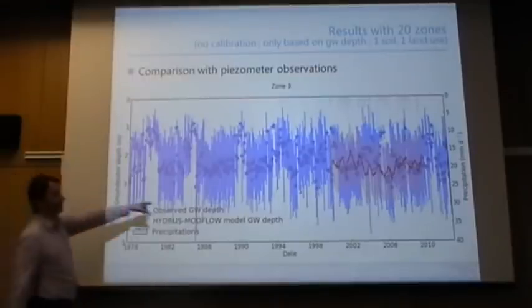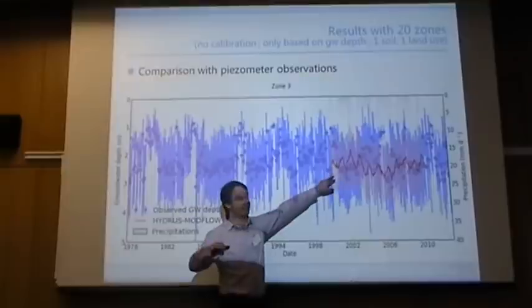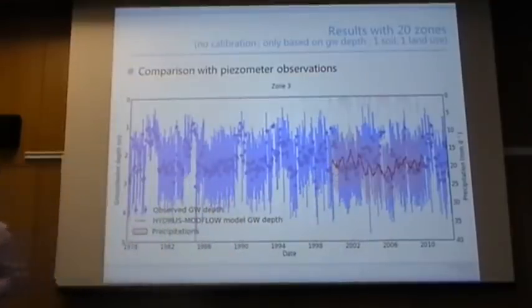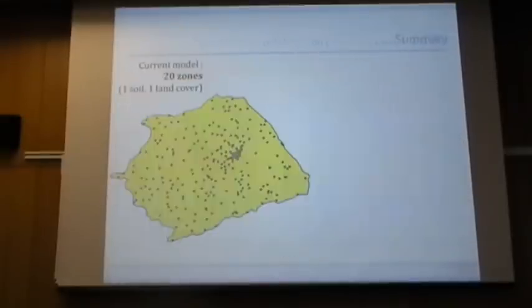The red line is basically the average groundwater depth for that zone, and the pink area is the variability of the groundwater depth within that zone, when obtained from multiple simulations.